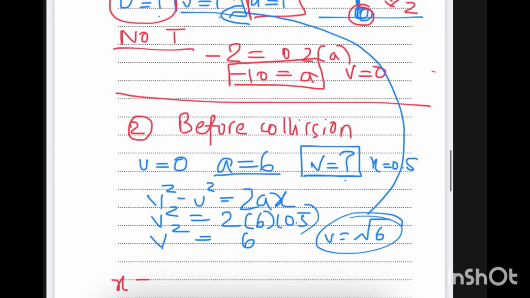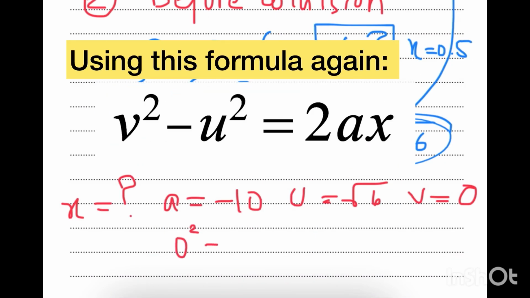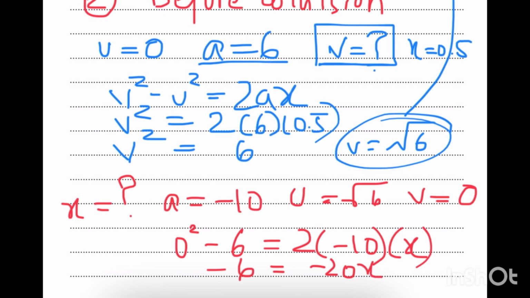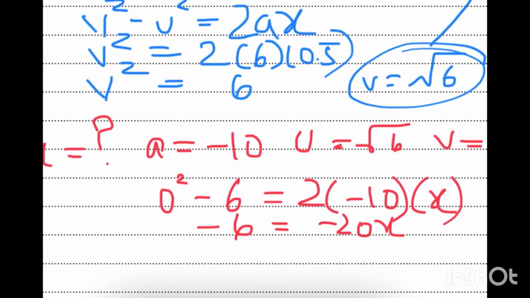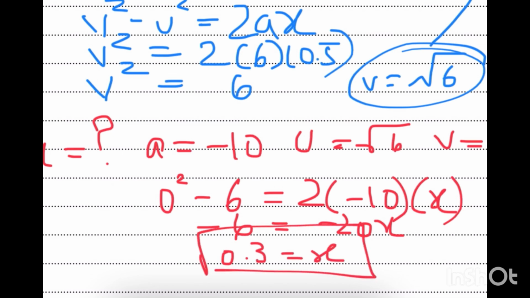So the distance the particle travels is unknown. The acceleration we figured out is -10, and the initial velocity is now root 6, and the final velocity is 0. So 0 squared minus 6 is equal to 2 times -10 times x. So -6 is equal to -20x, and dividing 20 on both sides, we get that 0.3 is equal to x. This is the distance the particle travels after the 0.8 kg particle hits the floor.